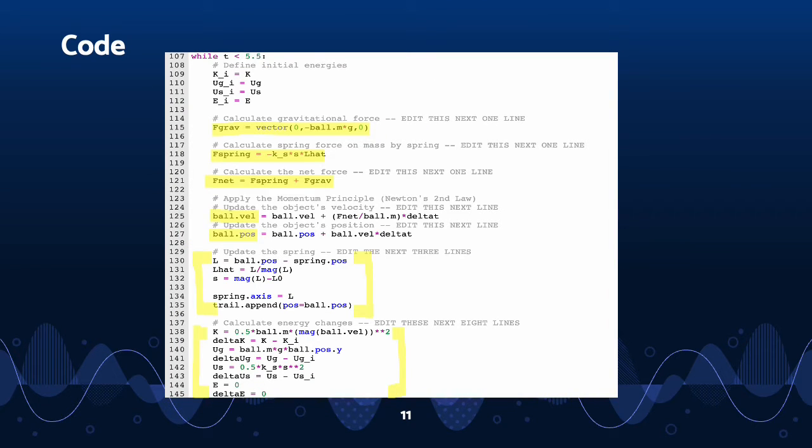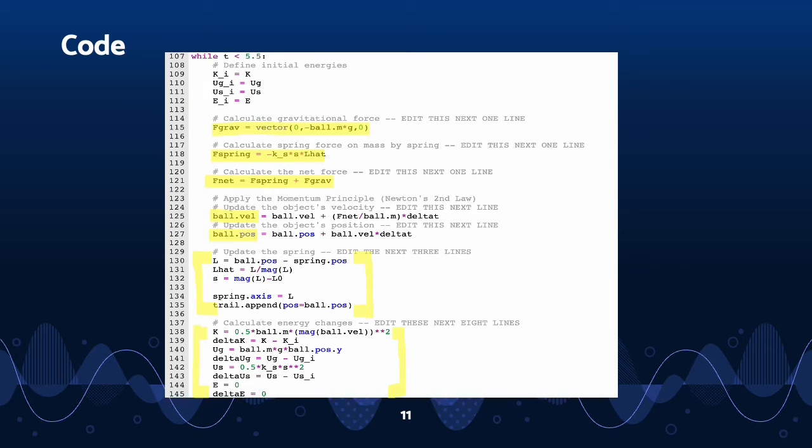Next, I calculated the force due to gravity and spring force from formulas mentioned in the beginning, and then set net force equal to these two forces. Then I applied the momentum formula to calculate the object's velocity and position using the position and velocity update formulas.